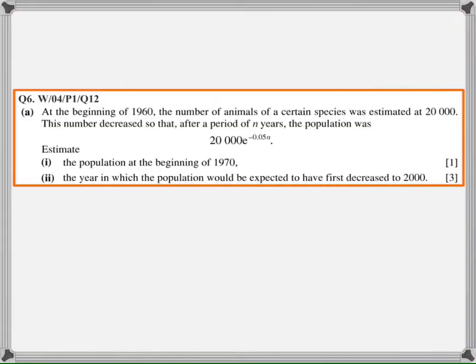Another question. Look at this question first. At the beginning of 1960, the number of animals of a certain species was estimated at 20,000. This number decreased so that after a period of n years. In another video, I'll also be discussing exponential decay. This is a question of exponential decay. That's how population increases or decreases. Estimate the population at the beginning of 1970. From the beginning of 1960 to the beginning of 1970, that's 10 years. Now, what is the population at the beginning of 1970? And the year in which the population would be expected to have first decreased to 2000.